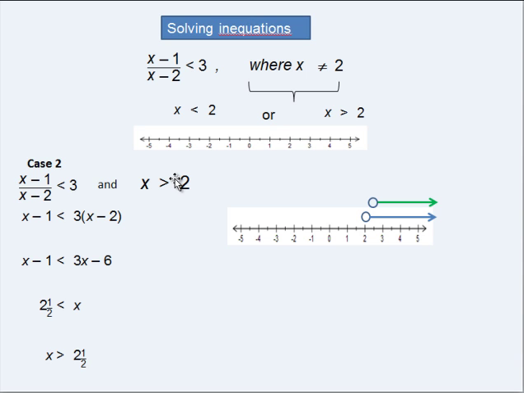Now we can see that this is only true in the case where x is greater than 2.5, and that gives us our two solutions. Now we have from case 1 and case 2 that x must be less than 2 or x must be greater than 2.5, and this is the solution to our inequation.